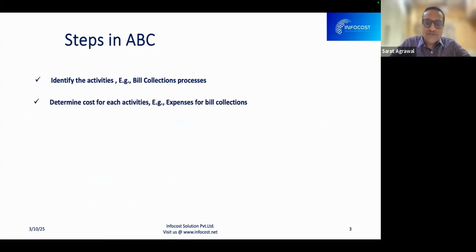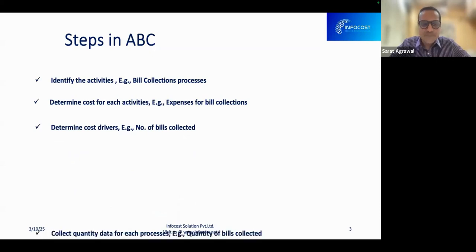Then determine the cost for each activity. For example, what is the cost we incur to collect all the bills from different customers? Maybe we have to hire some manpower, some vehicles, etc. So we have to estimate the total cost for that. And then, what is the cost driver? In this example, we can consider that how many bills we have collected is the cost driver.